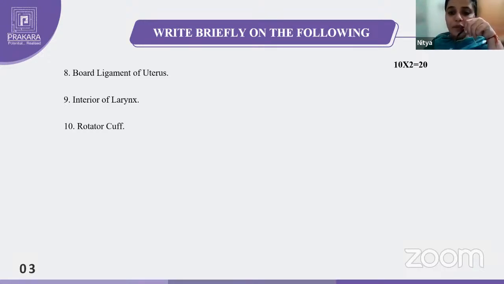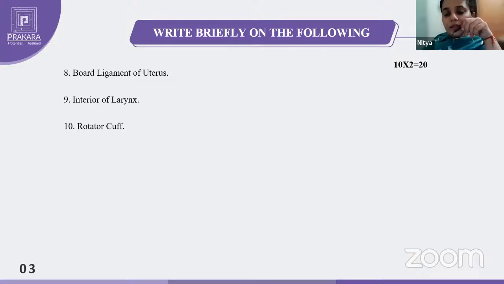Rotator cuff muscles, so 4 muscles which are present around the shoulder joint. We have supraspinatus, we have infraspinatus, we have teres minor, and subscapularis, right? So subscapularis, supraspinatus, infraspinatus, and teres minor. All these 4 muscles together form the rotator cuff around the shoulder joint. So regarding these, you can just mention these 4 muscles together are forming the rotator cuff.